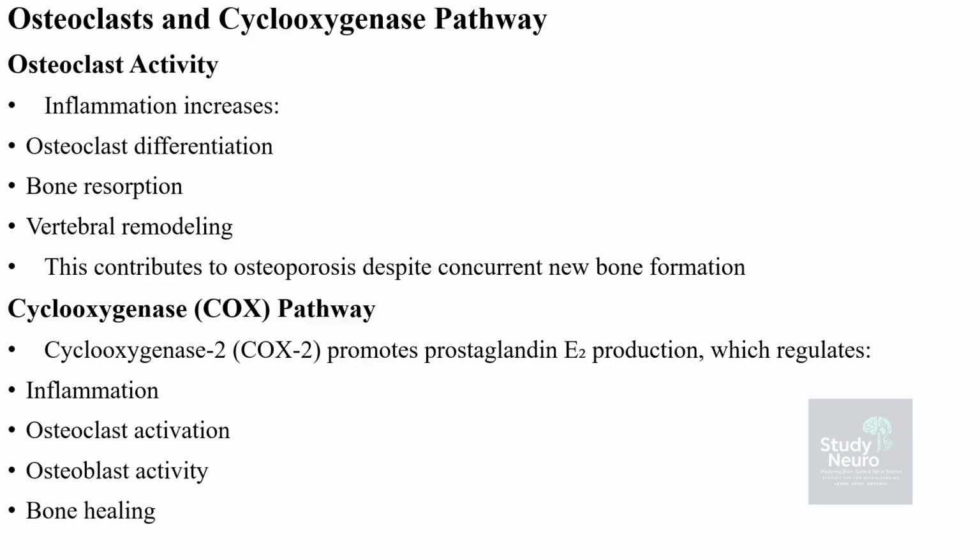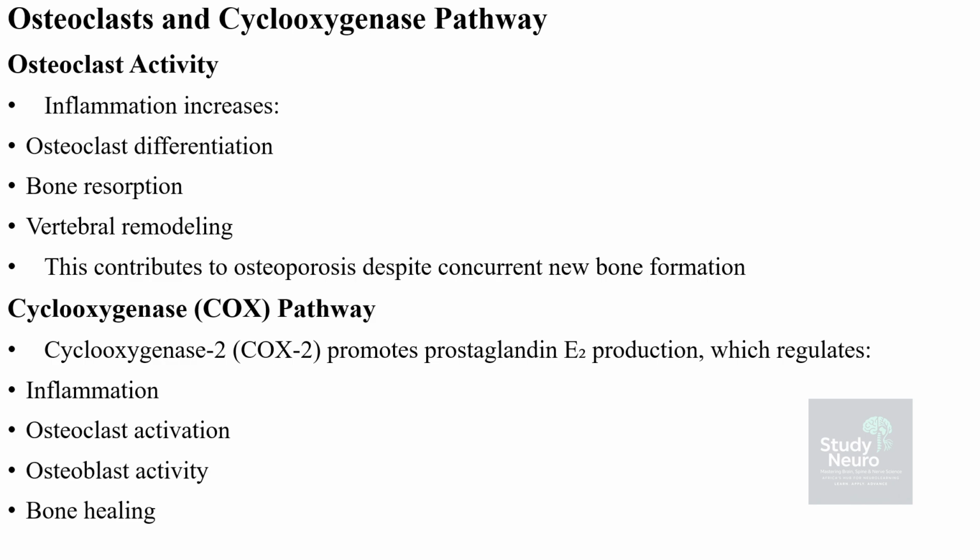Inflammation in ankylosing spondylitis can increase the activity of osteoclasts, the cells responsible for breaking down bone. This leads to greater bone resorption and ongoing remodeling of the vertebrae, which may contribute to reduced bone strength and osteoporosis, even while abnormal new bone is forming.